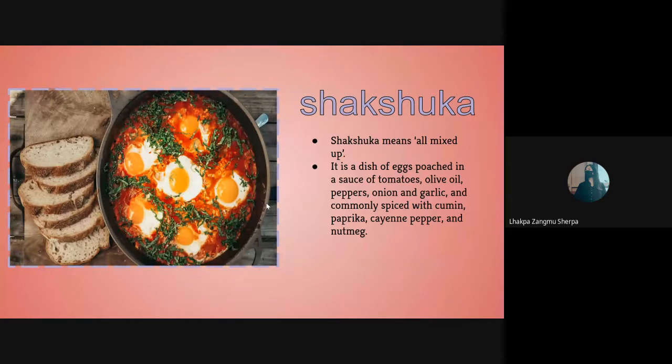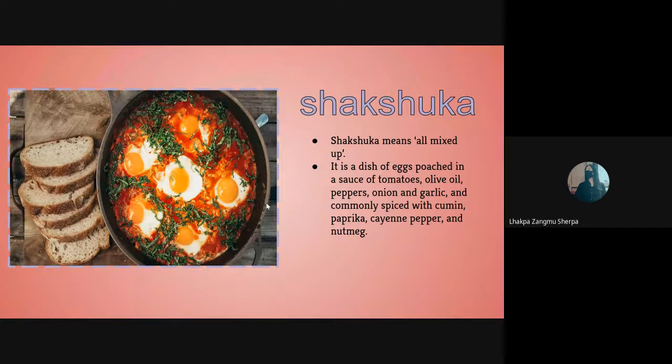We did some research and found some famous breakfasts in Cape Town, shakshuka and putu pap. Shakshuka means all mixed up, and it is a dish of eggs poached in a sauce of tomatoes, olive oil, peppers, onion and garlic, and commonly spiced with cumin, paprika, cayenne pepper and nutmeg. You can see in the picture, it was really delicious.